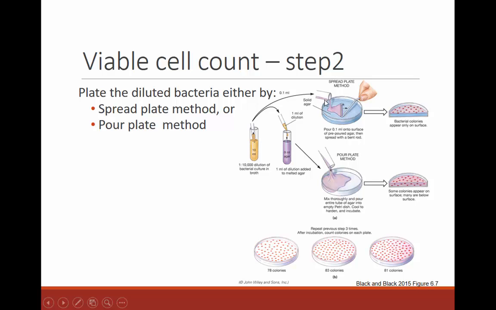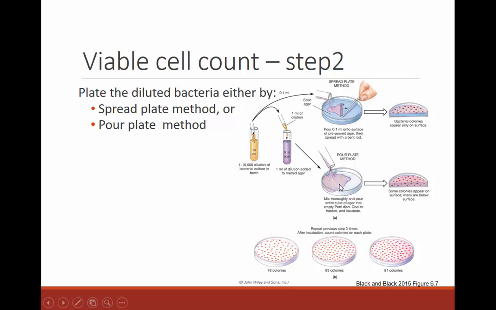So a spread plate method, you put a certain volume on a plate, typically via a pipette, not just tipping, and you can pour, say, 0.1 of a mil on there, and then you spread it around. But for this you need an agar plate that is solidified. So you're just spreading it on the agar, and when it grows, it's just at the top there, okay?